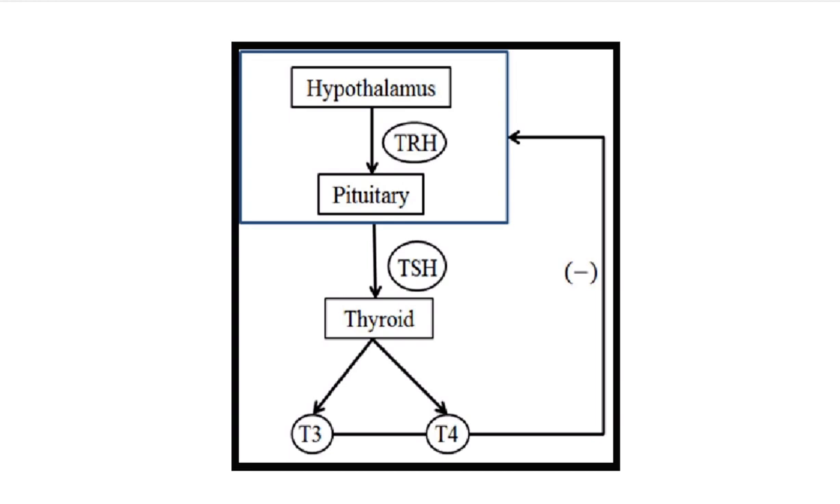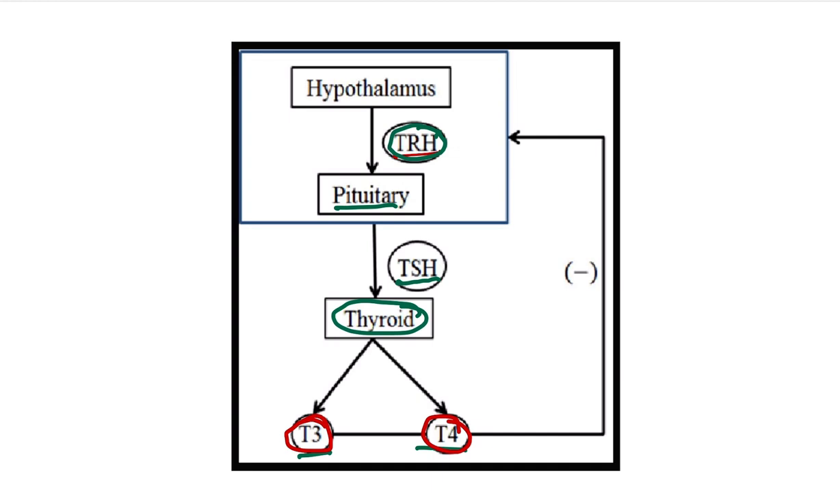First of all, from the hypothalamus, thyrotropin releasing hormone is released, and this thyrotropin releasing hormone acts on the pituitary gland, and from the pituitary gland secretion of thyroid stimulating hormone occurs. And when the thyroid stimulating hormone stimulates the thyroid gland, T3 and T4 are released from the thyroid gland.